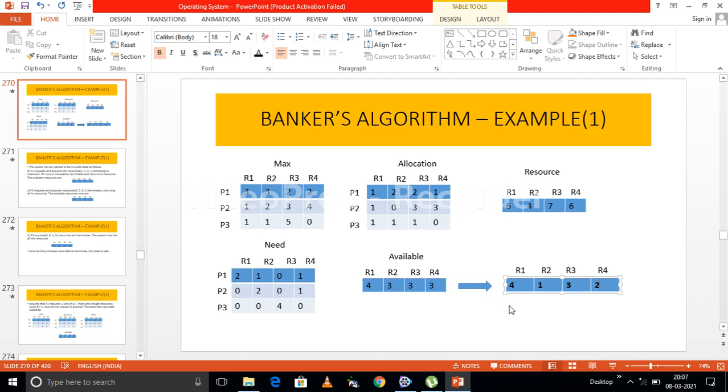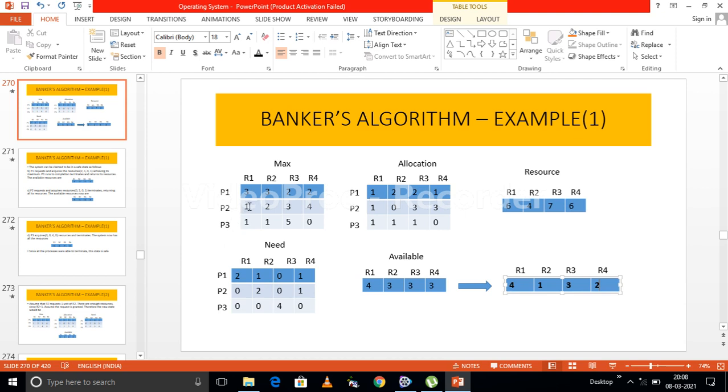Now after P2 finishes its process, it is going to release all its resources. So what was the maximum resources it held? This is the maximum; please check with the maximum matrix. So it is going to release all these instances of all the resources R1, R2, R3 and R4. Available was 4 here.